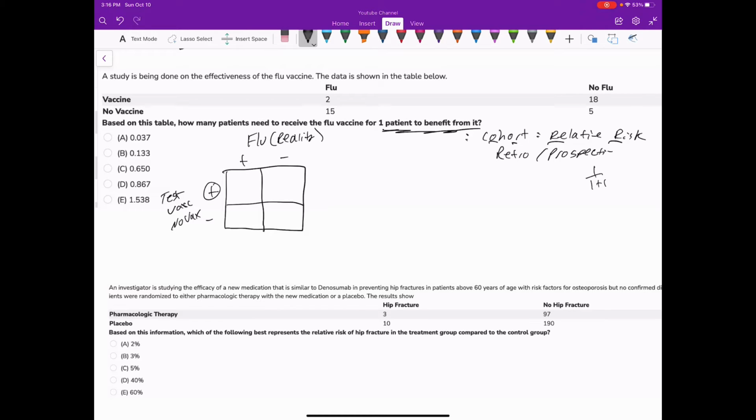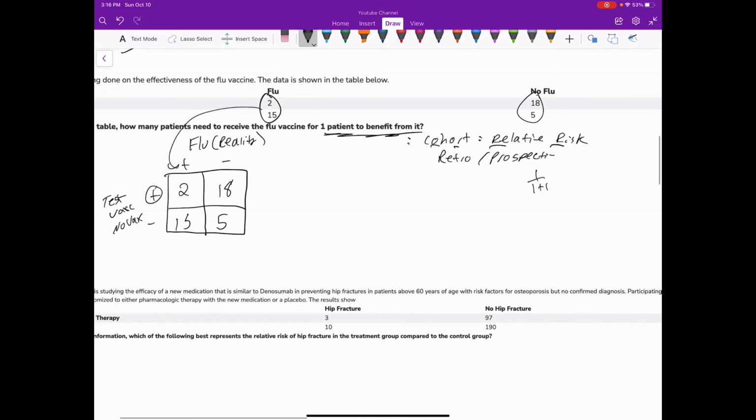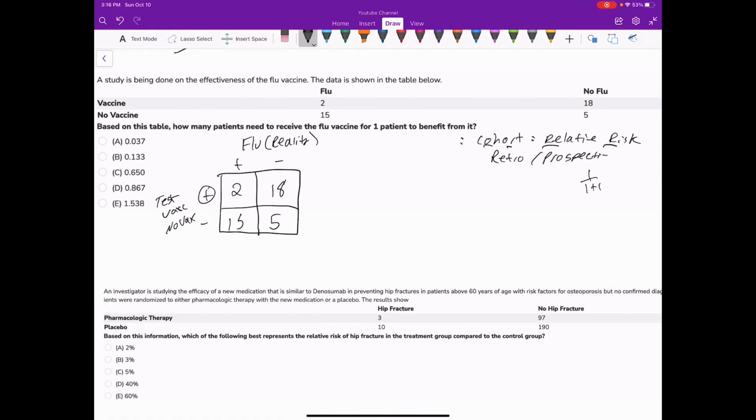Okay, so now let's plug in our numbers. Vaccine, flu, 2. Vaccine, no vaccine and flu, 15. No vaccine and no flu was 5. And then vaccine and no flu was 18. Okay, so just take these numbers, just plug them into the chart as they go, right? They just go like that. All right, they didn't really mess with us, thankfully. So we have our chart. Boom. Now what are we trying to find?